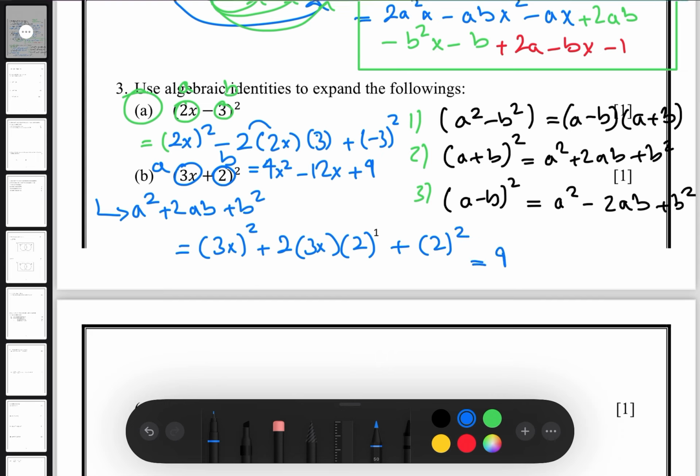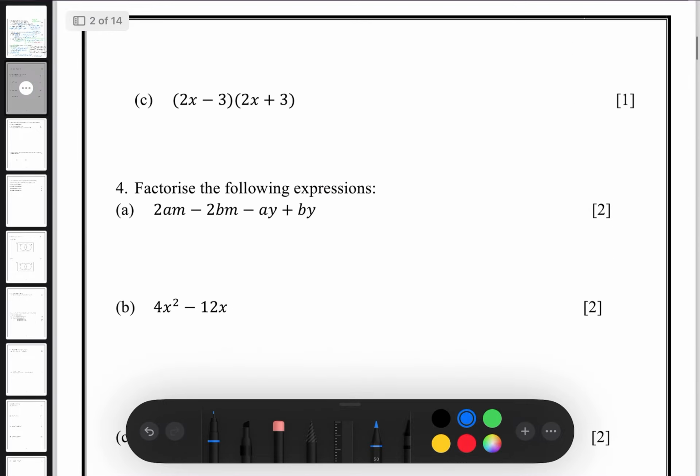And that's going to leave us with 9x squared plus 6x times 2 is 12x plus 4. End of story. And last but not least, this one, you can try this one on your own. You can pause the video now and try doing it.